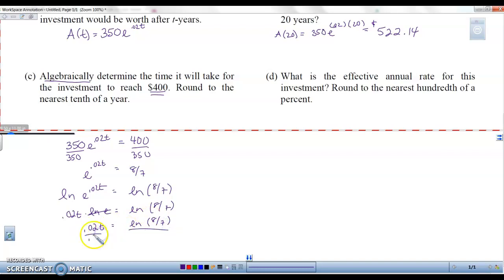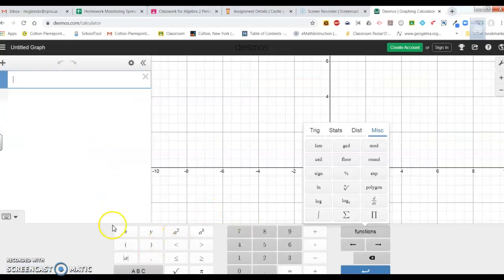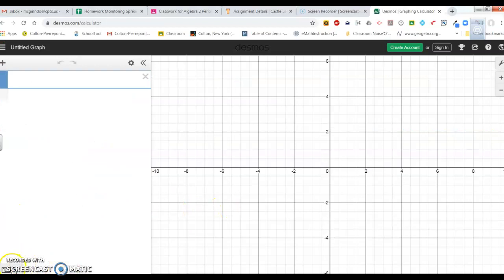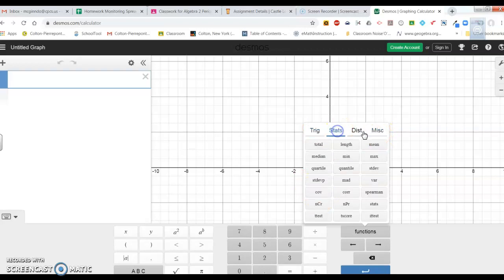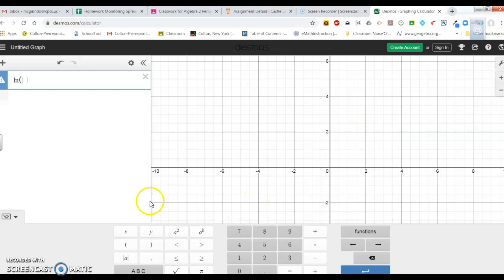Then divide by 0.02. So that's what I put in my calculator, or you can put it in decimals, it doesn't matter. Remember, when you go to your calculator function down here at the bottom, you want to go over to functions. ln would be right here, under the miscellaneous functions. So you go trig, stats, distributions, and miscellaneous. You pick ln right there. So it would be ln of 8/7. 8 divided by 7. Close your parenthesis.